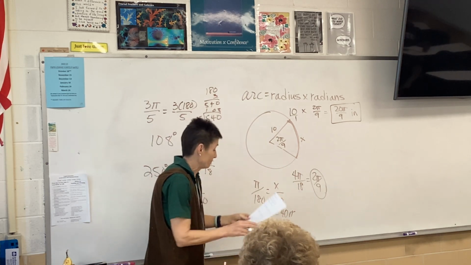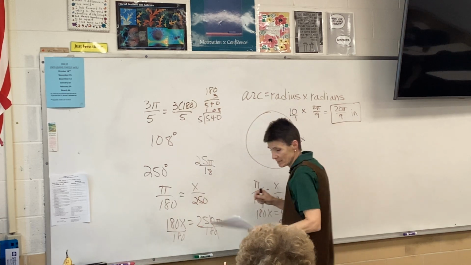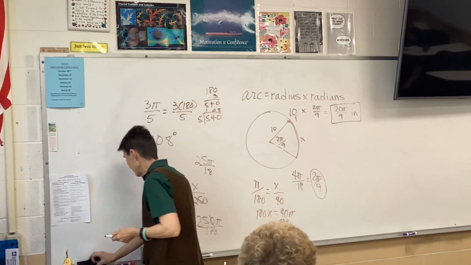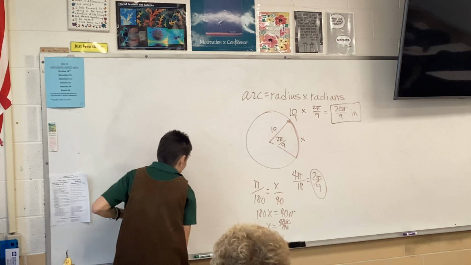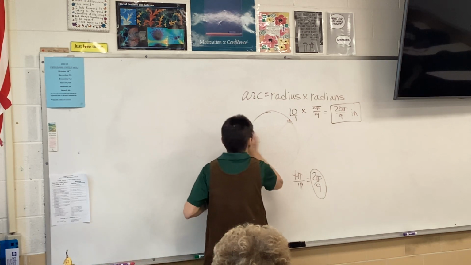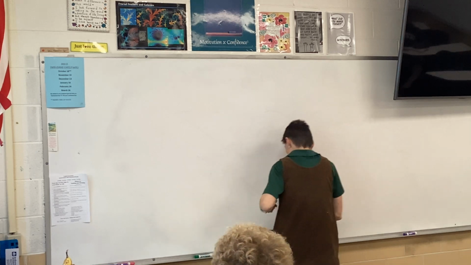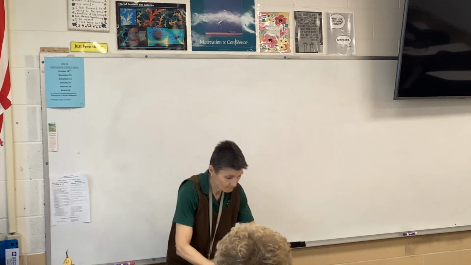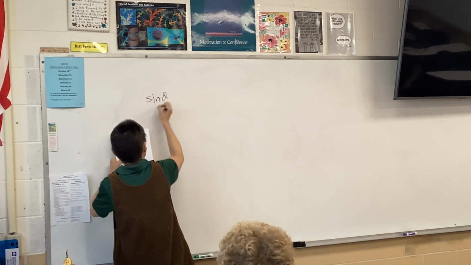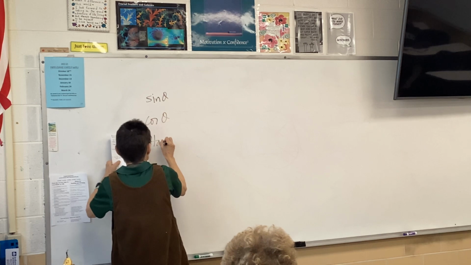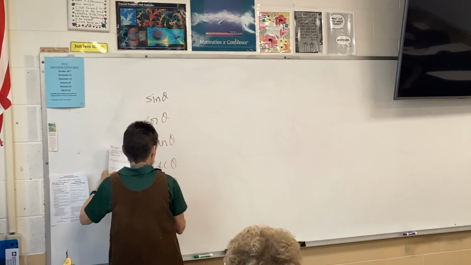All right, number 4. Now, this is written a little bit tricky, so let's see if we can figure out what's going on here. I'm getting so old. All right, so we're going to find sine, cosine, tangent, cosecant, secant, and cotangent. We're going to find all these things.